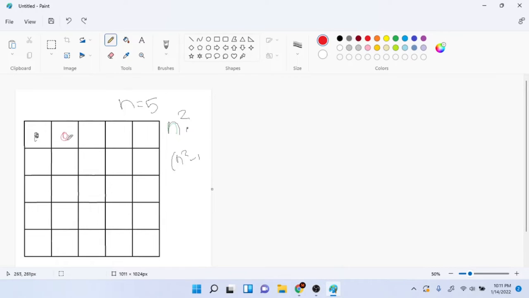So let's say I put the first piece here. Well, I just double counted this one, right? If I had placed the first piece here, the number of ways to put the second piece would be here, here, here, here, and so on and so forth, right? Keep going, right?